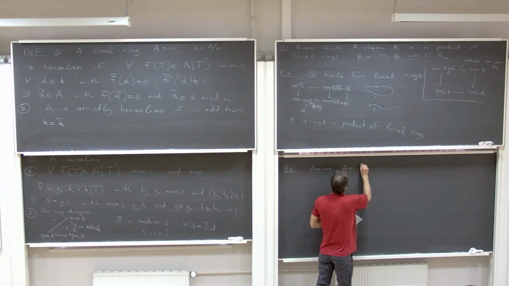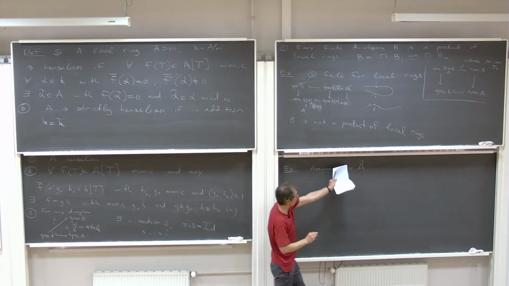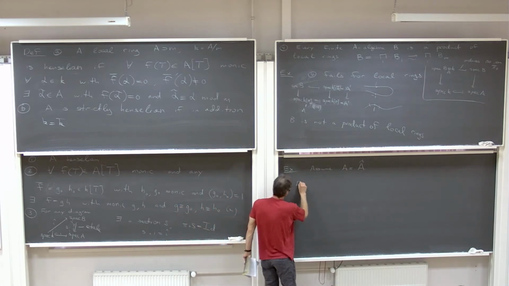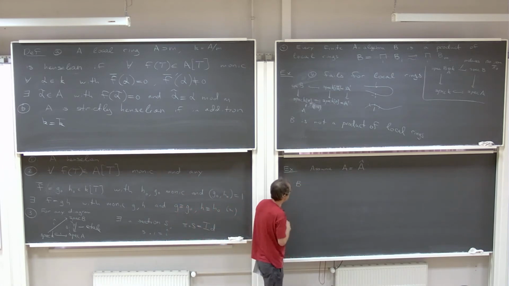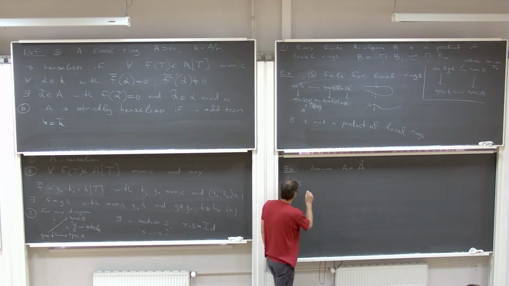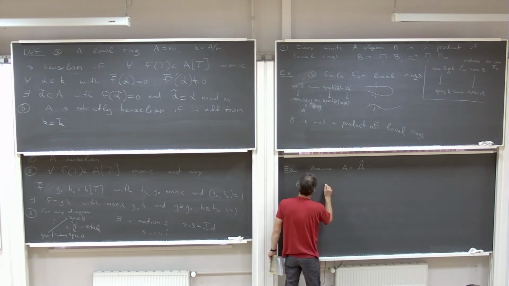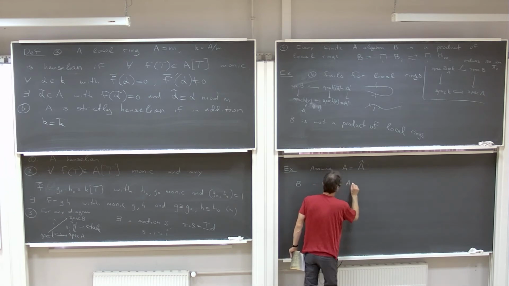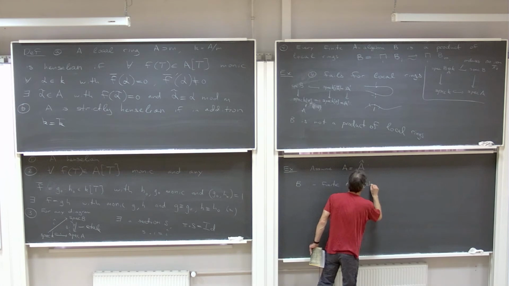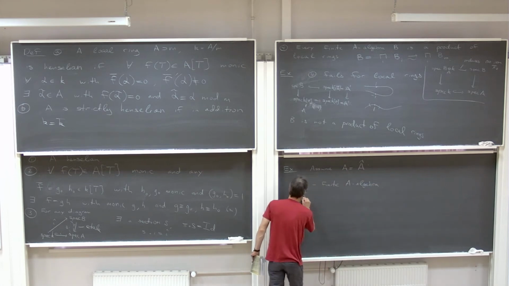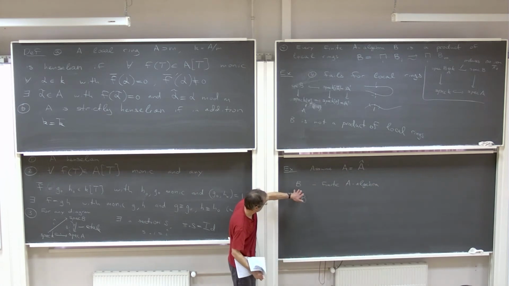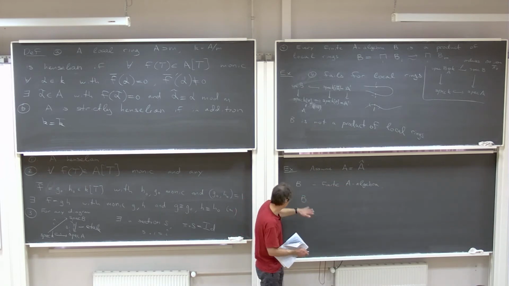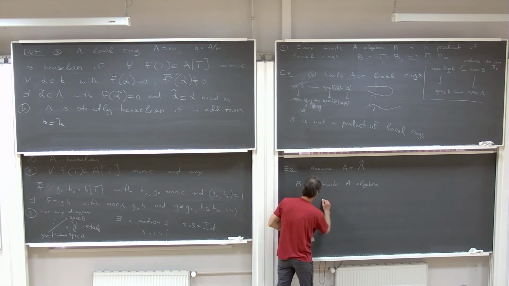So assume that A is complete. That's what I'm going to use now. So then B, well, B is a finite A algebra. Then B, being a finitely generated module over a complete ring, is also complete. So B is equal to the limit of B modulo powers of maximal ideals.